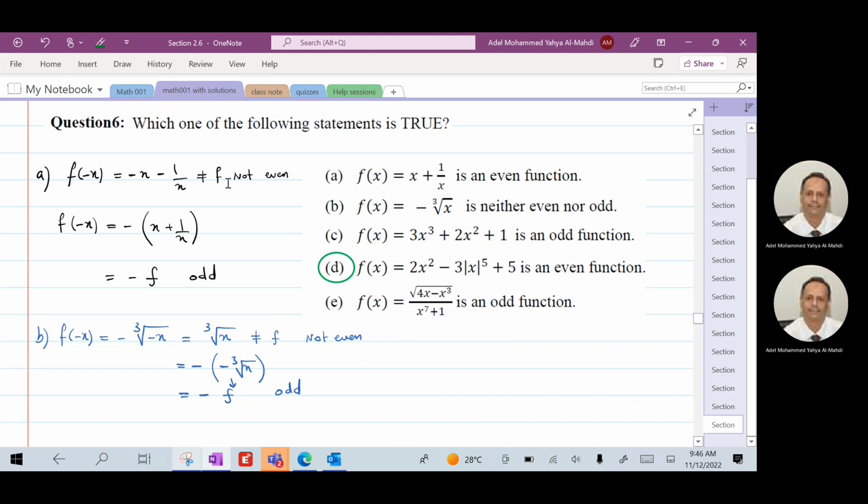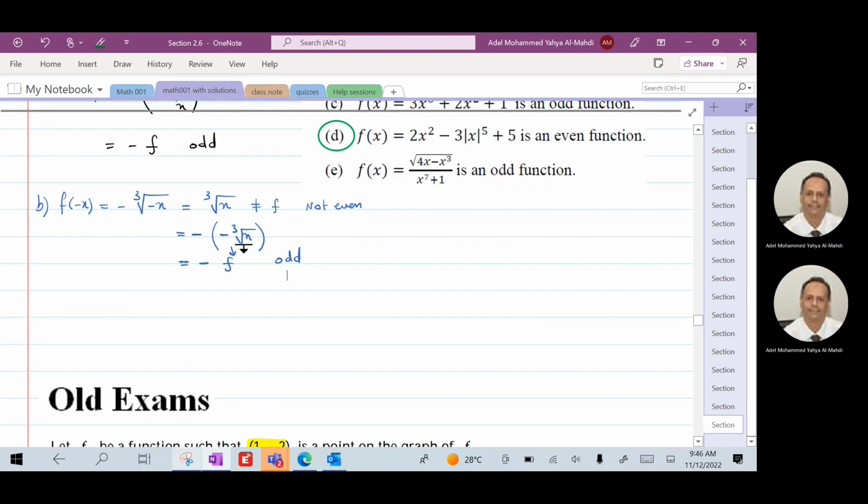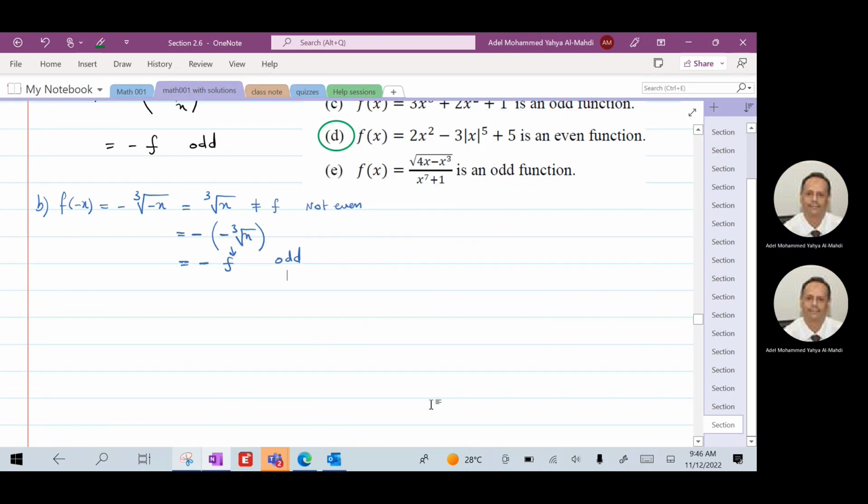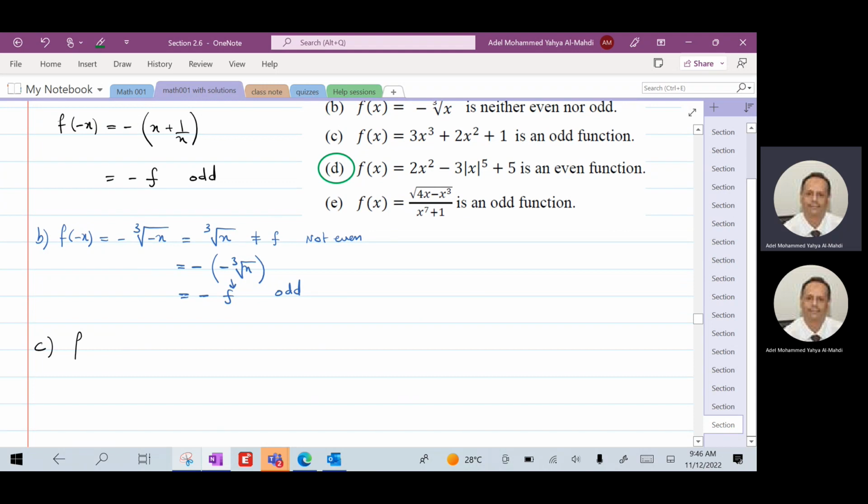C is clear. It is neither. So C, f at minus x will be minus 3x to the power 3 plus 2x squared plus 1, which is not f, so it is not even. When you take minus, we end up with 3x to the power 3 minus 2x squared minus 1, and it is not the same as minus f, so it is not odd. We see that it is neither.